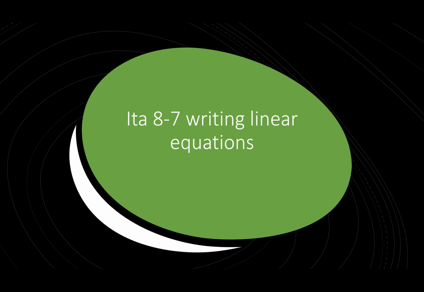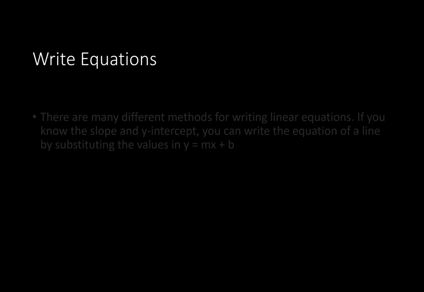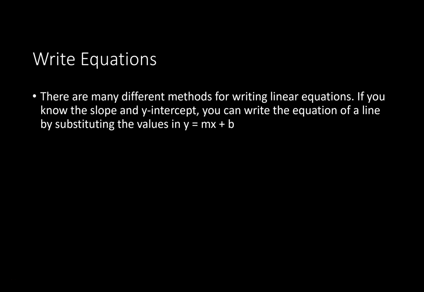All right, writing linear equations. Let's go. So earlier, you've been able to write an equation with slope and a y-intercept, given an equation, a table, or 2 points on the graph of a line. So now in this lesson, we're going to do the opposite. We're now going to write the equation.